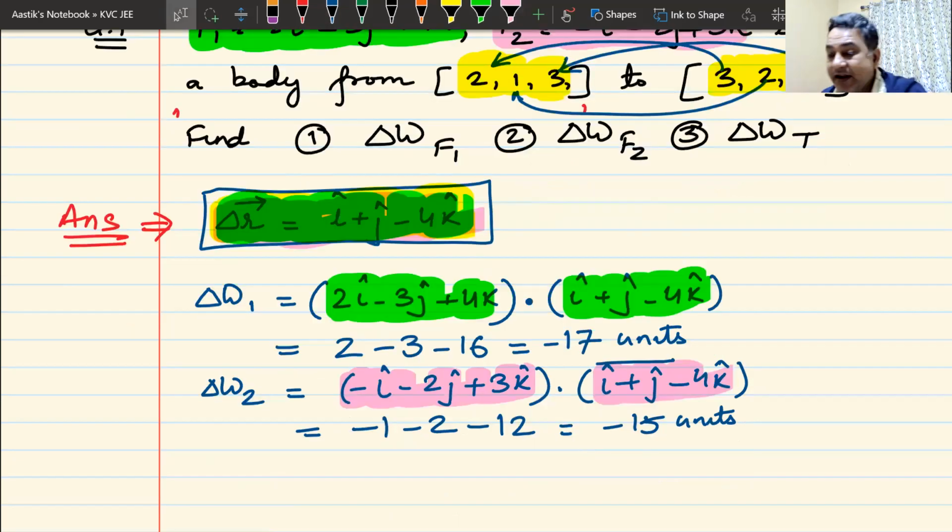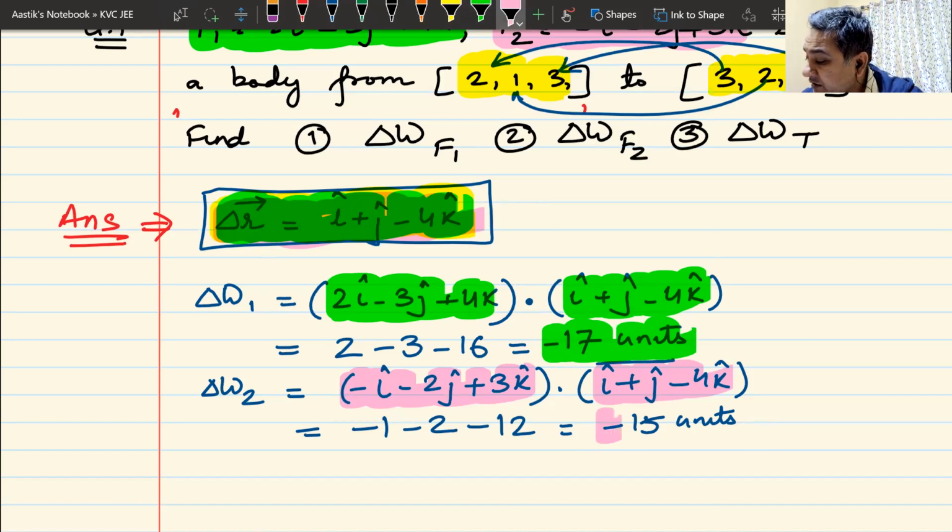Now, we have to find the total work done. We can apply the formula F1 plus F2 dot with displacement. But instead of doing that, we can do it in many ways. We can first find the value of F1 plus F2 and then take the dot product with displacement. Or, since we have found the work done by the two forces, first work done is minus 17, second work done is minus 15. I don't have to take the dot product again. I can simply add the two works and I will get the total work.